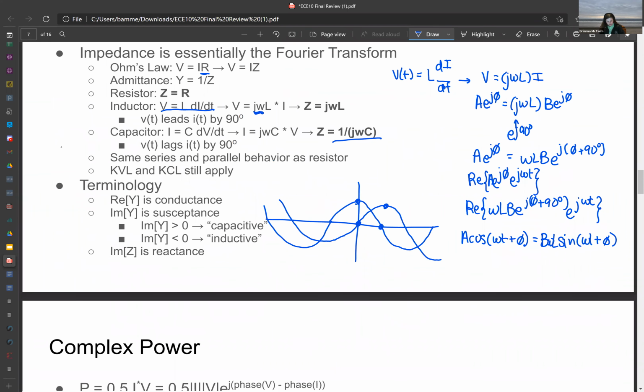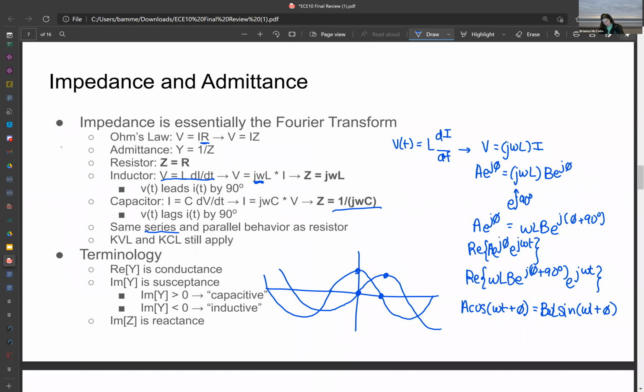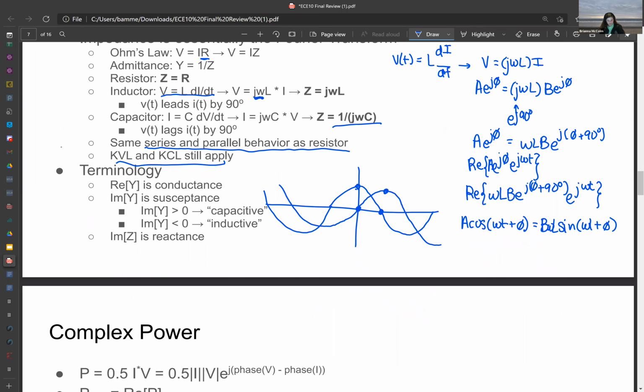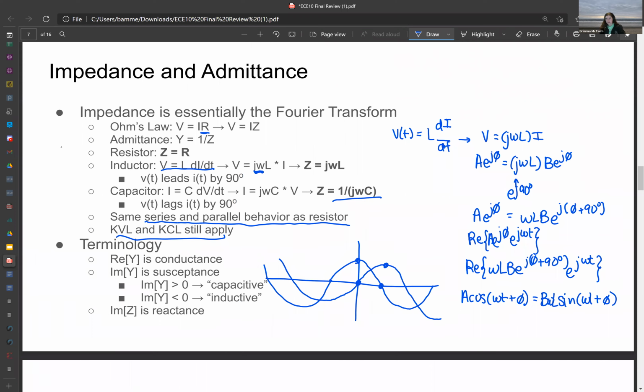And it's important to note that impedances behave like resistors, so they have the same series and parallel behavior that you're probably most familiar with. And KVL and KCL still apply. So just some brief terminology. I didn't really see this emphasized in your professor's final exams, but it's important for you to know. The real part of Y is conductance, and Y is the admittance, which is 1 over Z. So be careful when you have the imaginary term on the bottom of your denominators. You're probably going to want to rationalize that.